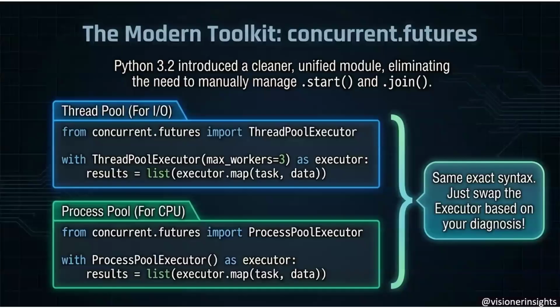Now, thankfully, writing and managing all these raw threads and process objects has gotten way easier. Python 3.2 introduced the modern toolkit, the concurrent.futures module, and it is incredibly elegant. To use a thread pool for your I/O tasks, you import ThreadPoolExecutor. To use a process pool for your CPU tasks, you import ProcessPoolExecutor. The absolute beauty here is that the syntax is exactly the same. You set up a with block, use the .map function, and you're done. You literally just swap out the executor word based on your initial diagnosis.